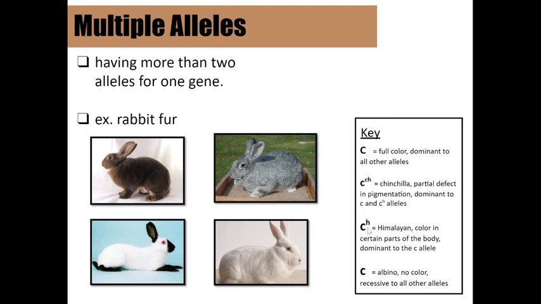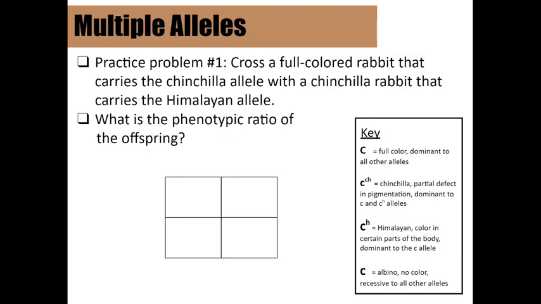Next, we have our little c and our H. So this is Himalayan. So Himalayan color in certain parts of the body is dominant to the little c allele. And the little c allele is the albino, no color, which is recessive to all other traits. So our key matches up with our rabbits over here. So here are the possible genotypes that we can have for our furry friends with multiple alleles.